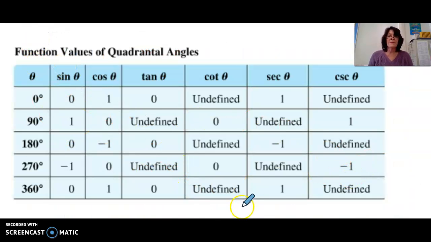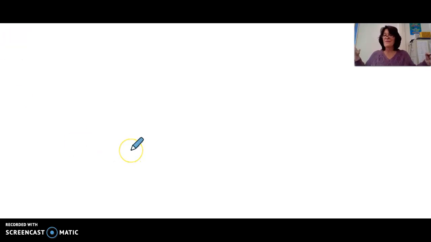We could do that all day, and we might do it a little bit in class, but basically memorize this chart. Okay, it'll make your life easier. If you don't, we'll try to memorize it together, but here are the quadrantal angles. See what I mean? Sine and cosine are the only two that don't have an undefined spot. Because with the rest, we're going to divide by 0 eventually. Okay, but sine and cosine are dividing by r, and r is a distance.